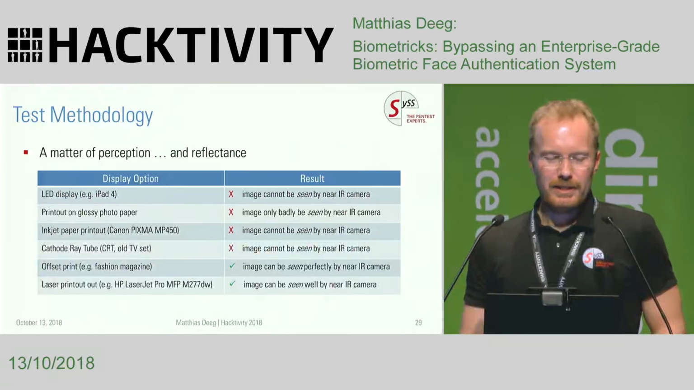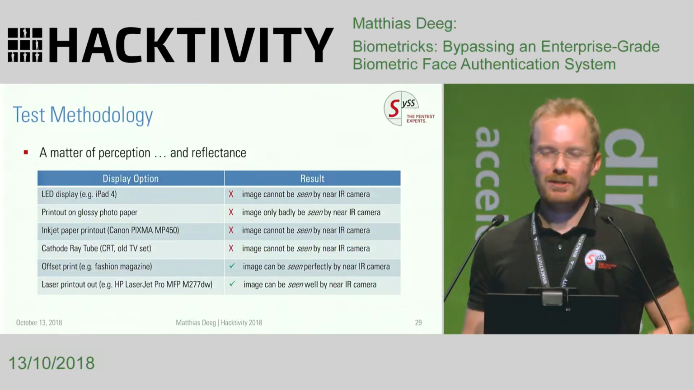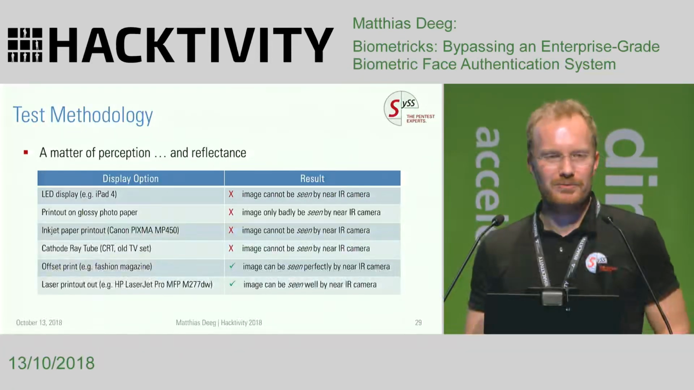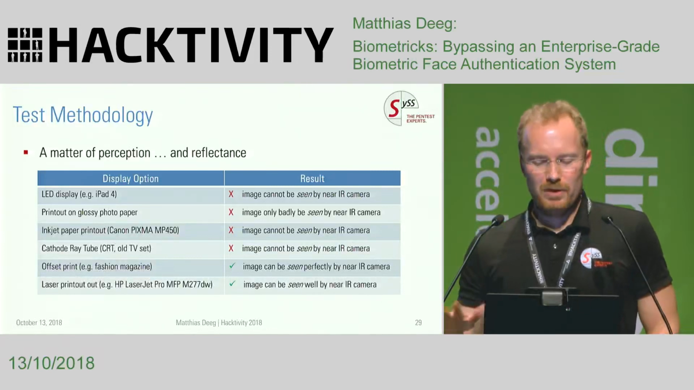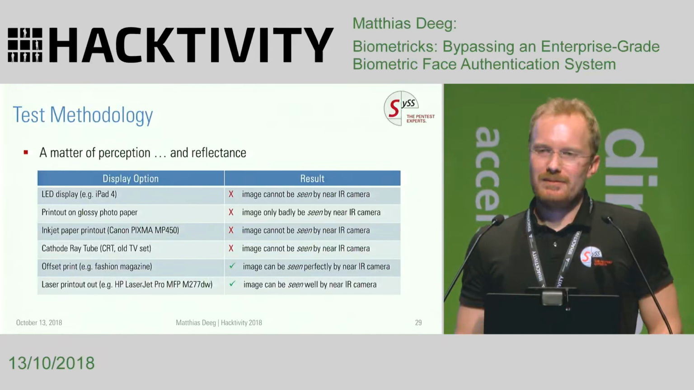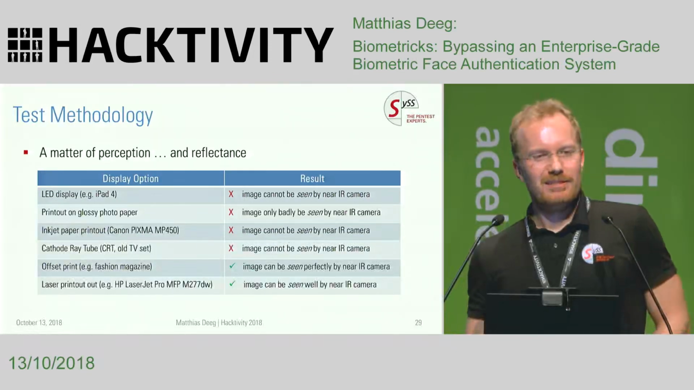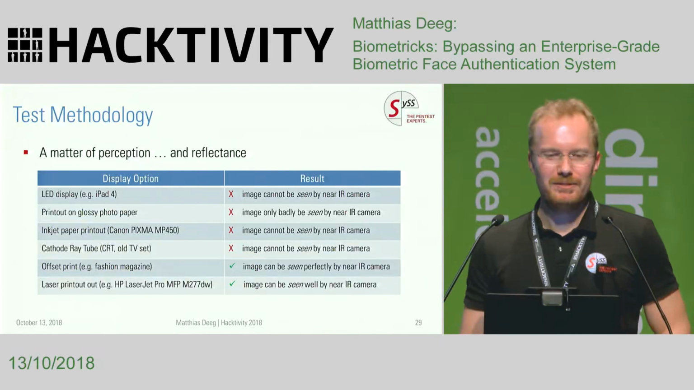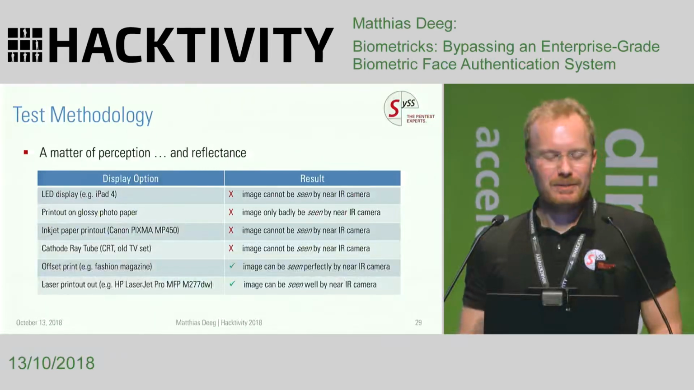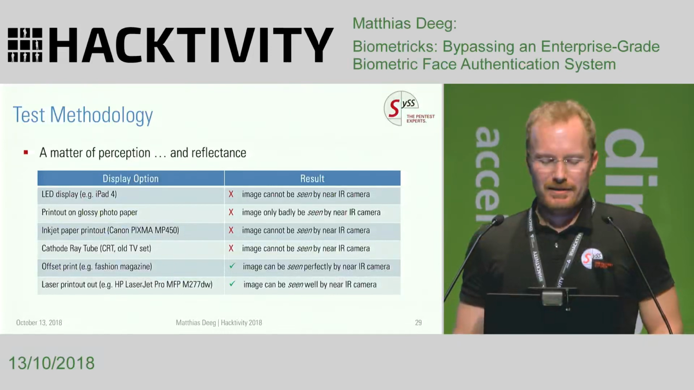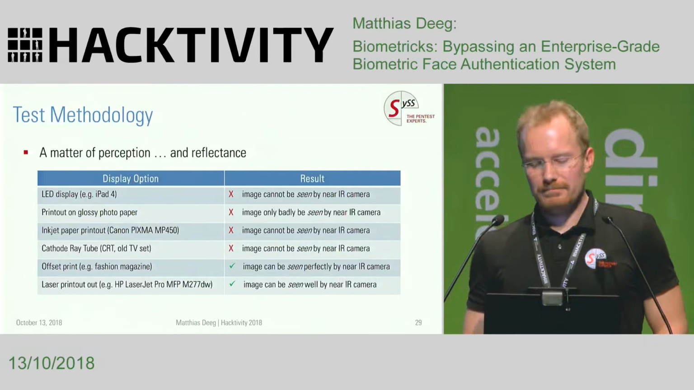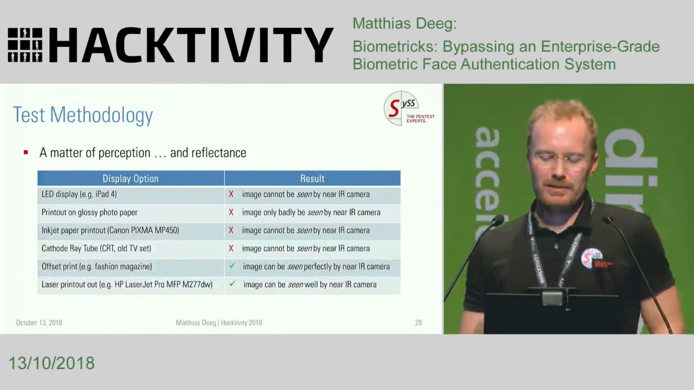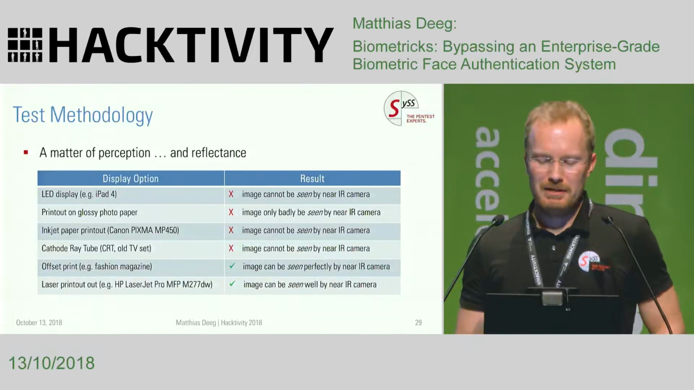Then I got hold of a fashion magazine of my wife, a Cosmopolitan. And I realized that a high-quality offset print on glossy paper can be seen perfectly by the near-IR sensor of our test setup. I thought, that's a good direction to go. Unfortunately, I didn't have access, and I still don't have access, to an offset printing machine where I can print low quantities of photos to do some trial and error work. So I tested other things, of course the laser printer. I found out the image can be seen well enough by the near-IR camera, not as good as a professional offset print, but good enough for our purposes.